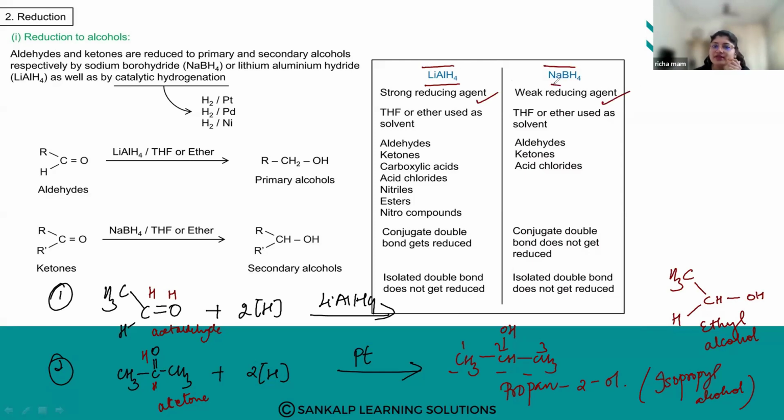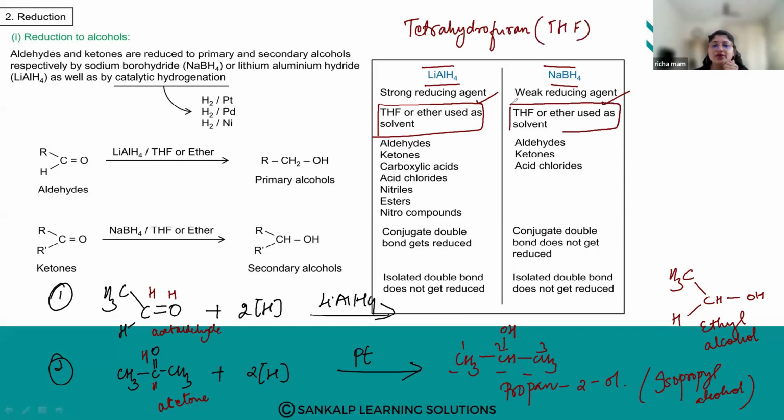Lithium aluminum hydride is a strong reducing agent. Sodium borohydride is a weak reducing agent. When we use these two reducing agents, we use solvents such as THF, that is tetrahydrofuran, or ether as a solvent. Same way with sodium borohydride, THF or ether can be used as a solvent.